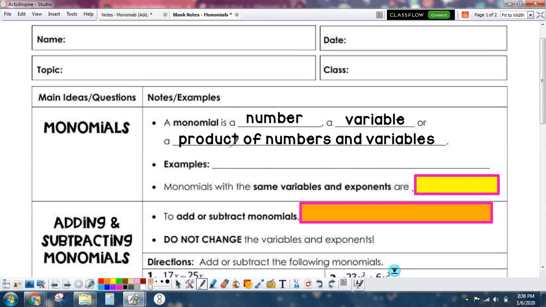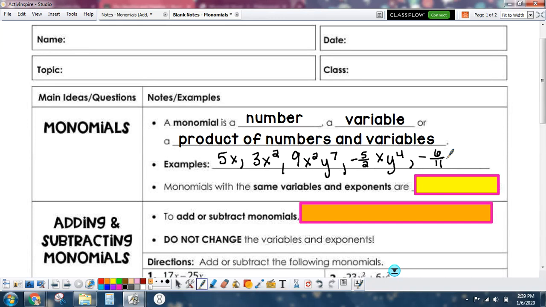And some examples of monomials are 5x, 3x squared, 9x squared y to the 7th, negative 5/2, x y to the 4th, and negative 6/11. Okay, so these are all examples of monomials.